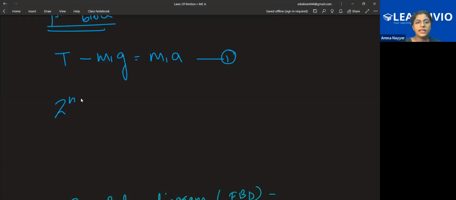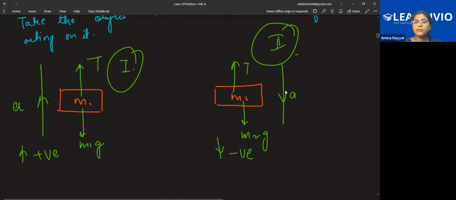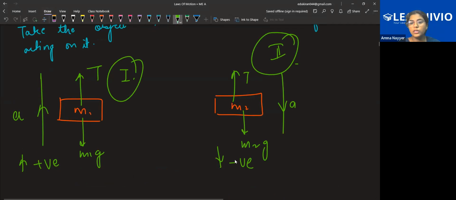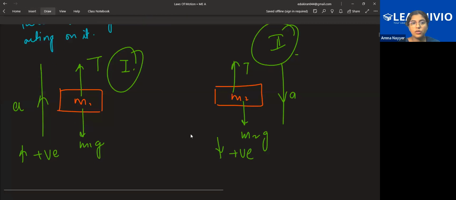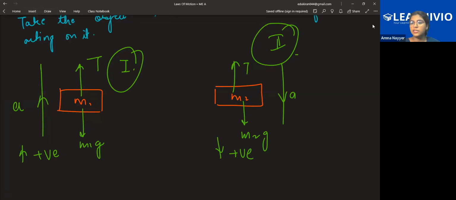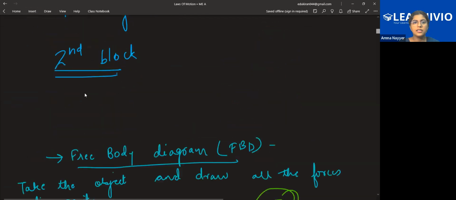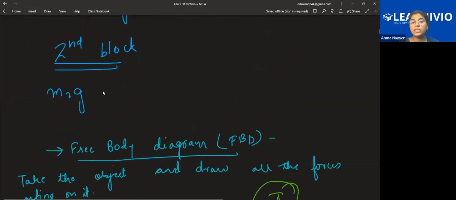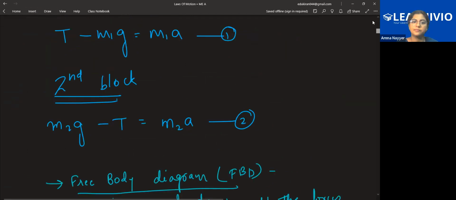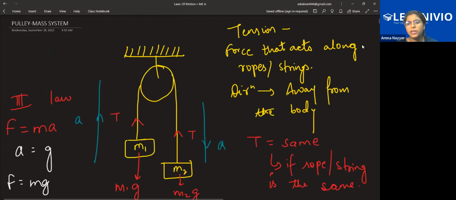Now look at the second block. It will be a revision. Where are the forces acting towards acceleration? Downwards. So this time our downwards will be positive, because acceleration is acting downwards. So m2g will be positive and T will be negative this time. Clear, class? So m2g positive minus tension is equal to mass into acceleration. This is our second equation. This is how we solve the equations and get the answer. Write it down. We'll see some questions through that. It will become clear. Write it first.